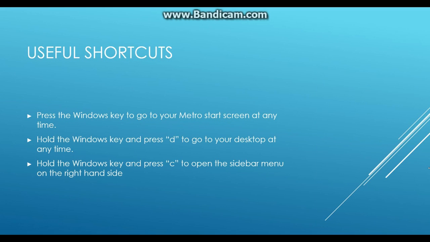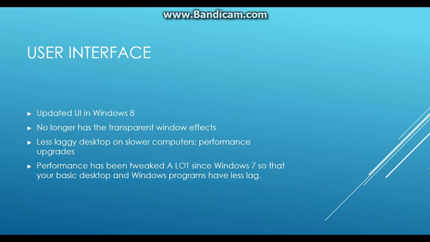So, some more useful shortcuts: you can press the Windows key to go to your Metro Start screen anytime. You can hold the Windows key and press D to go to your desktop at any time. Or you can hold the Windows key and press C to open the sidebar menu, the one with devices and share, search, start on the right hand side. Windows key plus C. Just kind of like Control Alt Delete, where you hold down Control Alt, but instead you hold down Windows key and then press C.